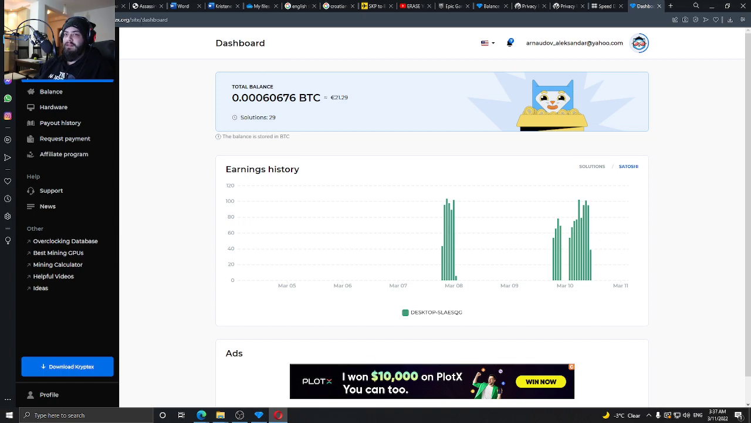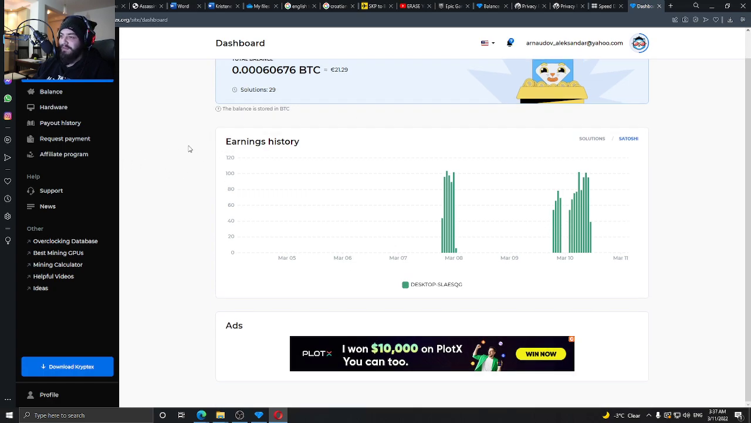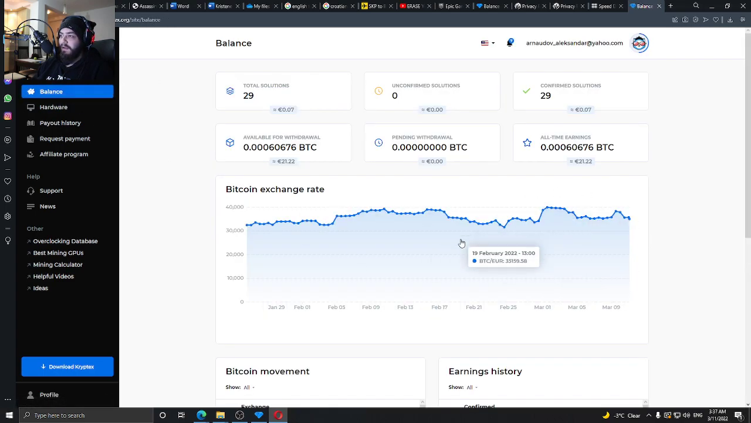So this is the website, right? This is the dashboard. This is how much money you have at the moment. I will explain what solutions is and everything, but it's way too much ahead. So this is the thing that you want to see: earning history, balance. Okay, this is the interesting part. Keep up with me.